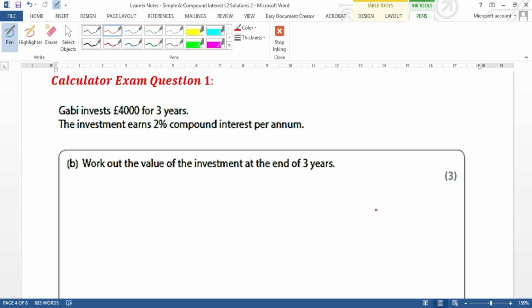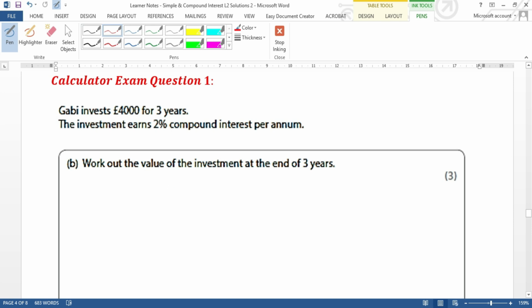So for the first one, this is taken from a calculator paper, so obviously we can use our calculator for this one. It says, Gabby invests £4,000 for 3 years. The investment earns 2% compound interest per annum. Work out the value of the investment at the end of 3 years.